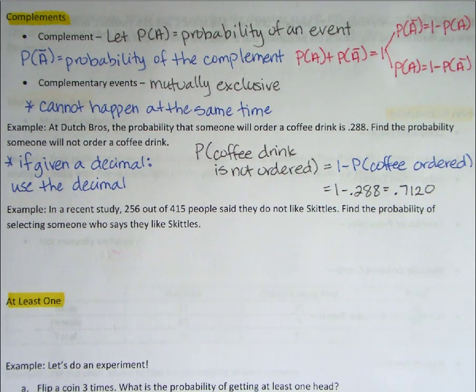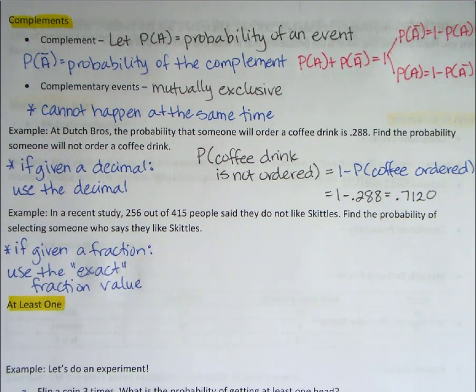In the next example, we have a recent study of 256 out of 415 people say they do not like Skittles. We want to find the probability of selecting someone who says they do like Skittles. So notice we are given values where we are going to need to create a fraction. When you are given a fraction or when you have to create a fraction, you want to make sure that when you're dealing with complements that you use the exact fractional value and not a rounded or an approximate value.